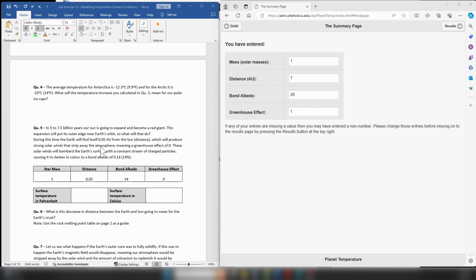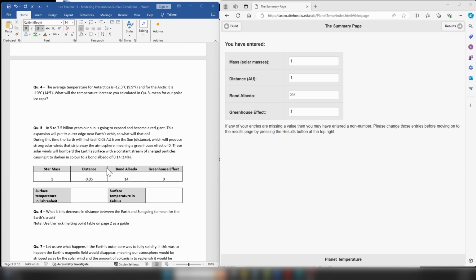So for question 5, what we're going to do is model what will happen in the event that the sun starts to expand into its red giant phase and the Earth does not get destroyed. So the star's mass is going to stay at 1 because the sun hasn't actually gained or lost any mass at this point. It's just spreading it out throughout a greater volume. We're also going to substantially decrease the distance between the Earth and the sun. So we're going to take it to 0.05 AU. So that's with the Earth very, very close to the sun. We're also going to decrease the bond albedo to 14.